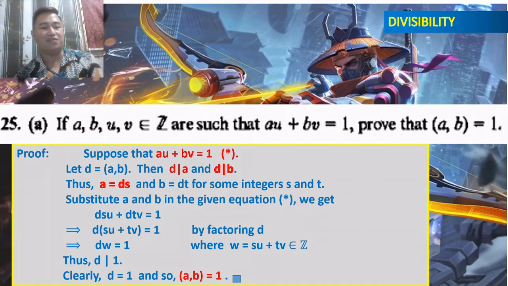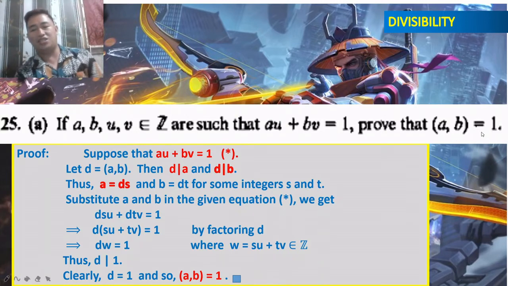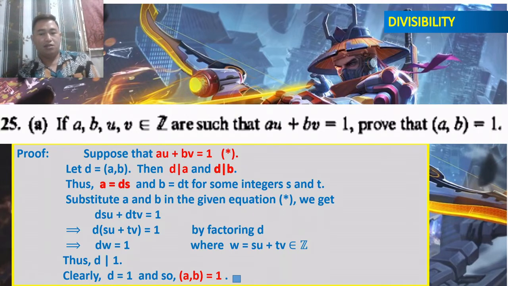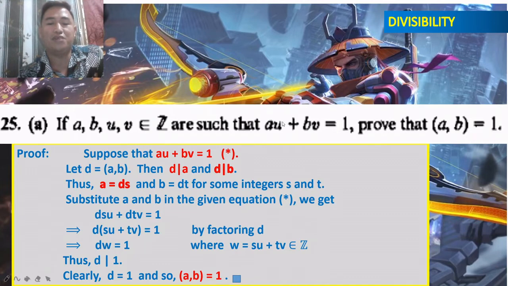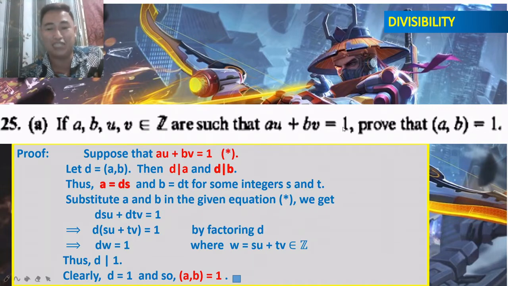Okay, number 25. If A, B, U, V are elements of the integers Z such that AU plus BV equals 1, prove that the GCD is 1. Earlier, we said that if AU plus BV equals D, it is not necessarily true that the GCD equals D. The statement is only true if D is 1.